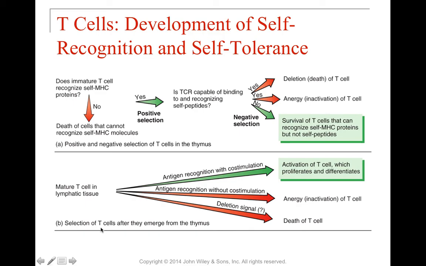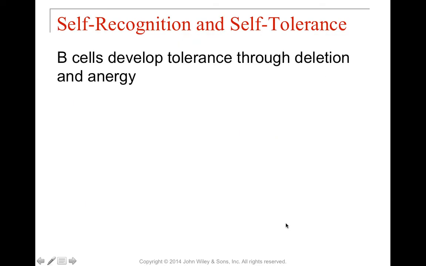After this, we also are going to have T cells as they emerge from the thymus in the lymphatic tissue. So these are the mature T cells. Mature T cells are going to undergo activation via co-stimulation. So if we have antigen recognition with that co-stimulation, that means that we're going to enter into proliferation and differentiation of that T cell. If we have antigen recognition without co-stimulation, that means that it's going to be aberrant, and we're going to enter into the inactivation or anergy of that T cell. We could also have a deletion signal occurring, which leads to the death of the T cell. All right, so in this way, again, we have self-recognition and self-tolerance.